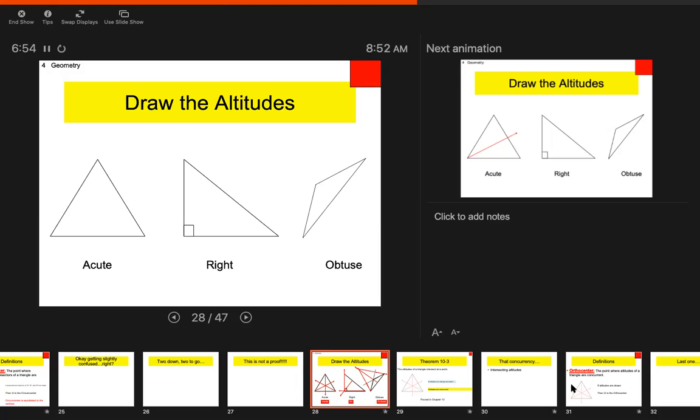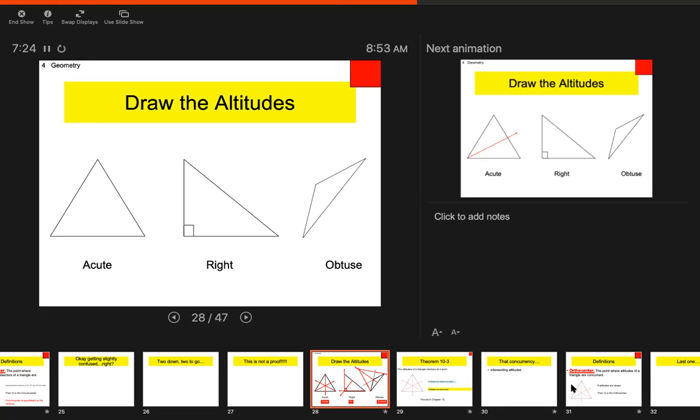Do you remember what an altitude is? Well, that would be true for a right triangle. What about for an acute and obtuse? What's an altitude? And I'll give you a hint. It starts at one of the vertices, going to the other side, right? Okay. How? That's the important part of an altitude. Cutting in half. Say again? Cutting in half. That's a median.